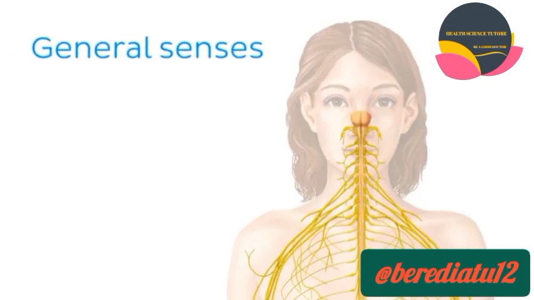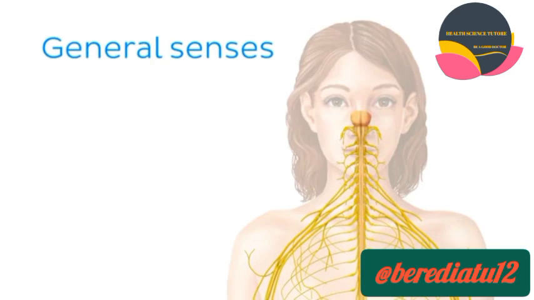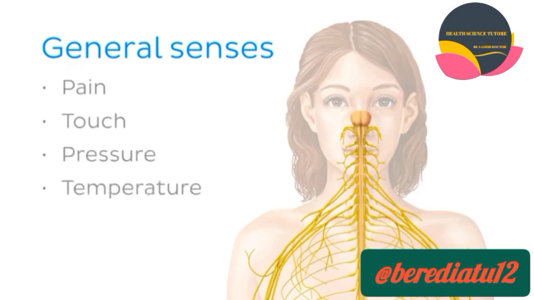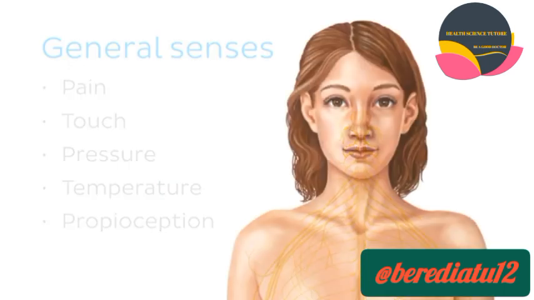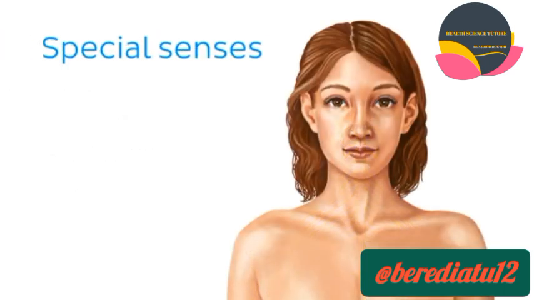The general senses are received from across the body and include pain, touch or tactility, pressure, temperature, and proprioception, which is the awareness of body position. The special senses are received from dedicated sense organs.